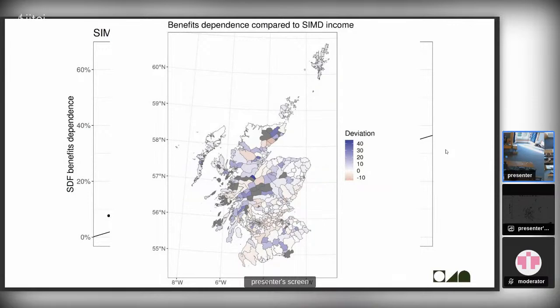We've had 2 talks on R already. For those of you who are eagle-eyed enough, I'm using R for all of my plotting, and I will have a quick couple of lines of code at the end of the talk to show how I made some of these figures. But what we've got here is the deviation from the index of multiple deprivation income category to our benefits dependence. So where it is below 0, our value is slightly less than the SIMD one, and where it is more, ours is a higher value.